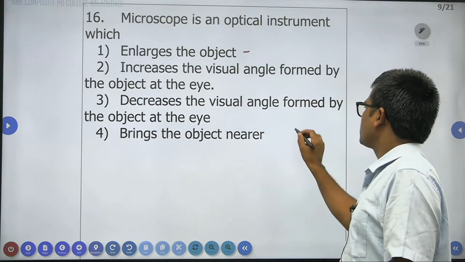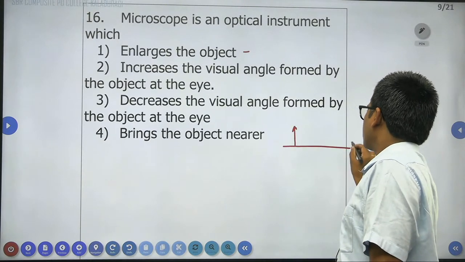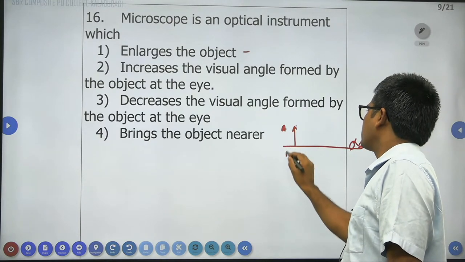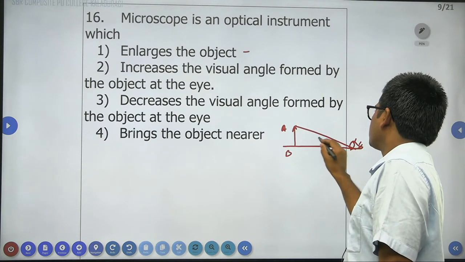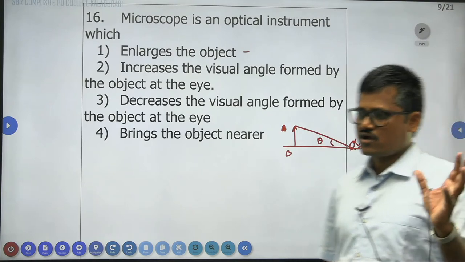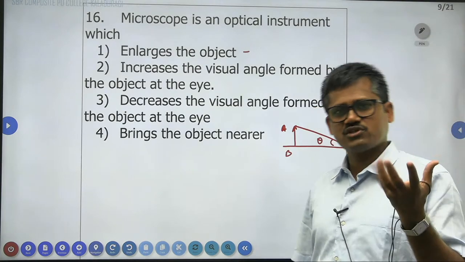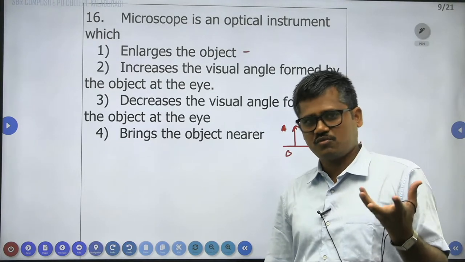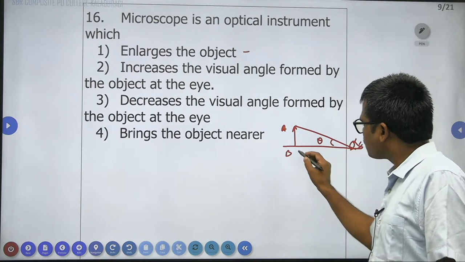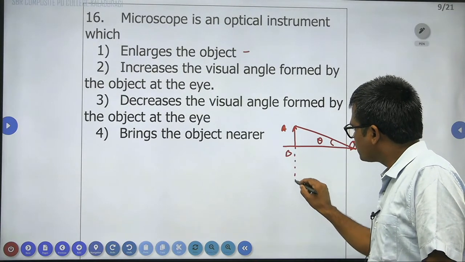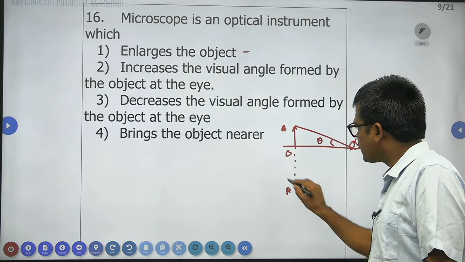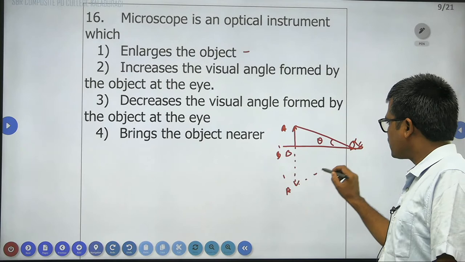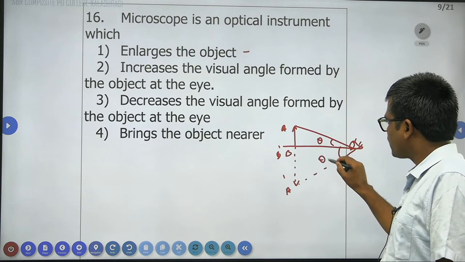Like for example, if this is the object and this is the eye, and this object makes some angle at the eye, let this angle be like that. If you use an optical instrument or any aid for enlarging the size of the object, we will make the image size, let me say A dash B dash. So the angle subtended at the eye becomes more.